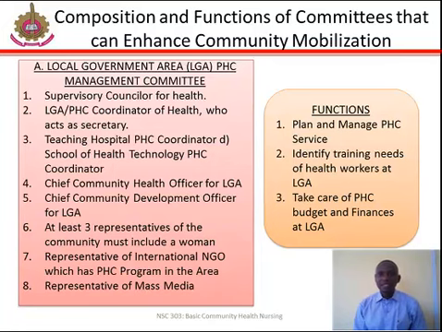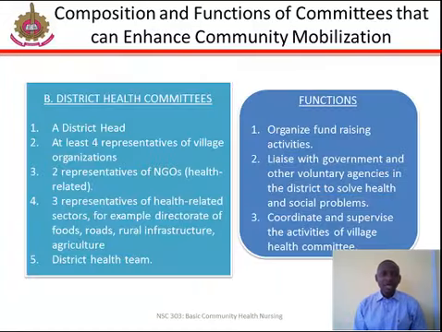Then a representative of an international non-governmental organization which has a primary health care program in their area. Then a representative of the mass media. Then the function of the committee is to plan and manage primary health care services, to identify training needs of health workers at each local government area, and to take care of the primary health care budget and finances at local government level.